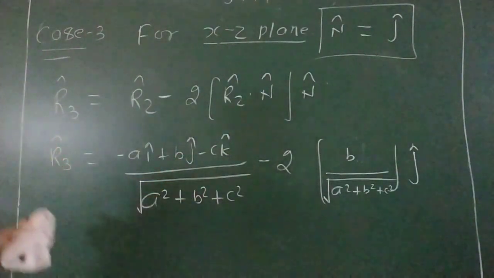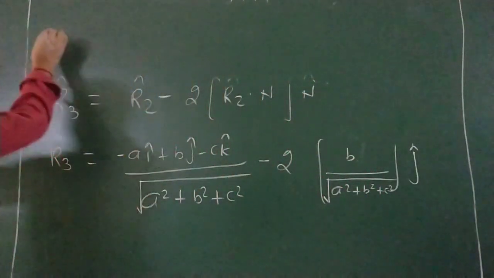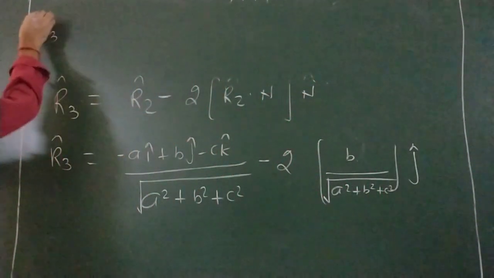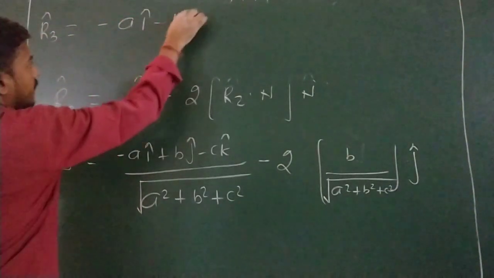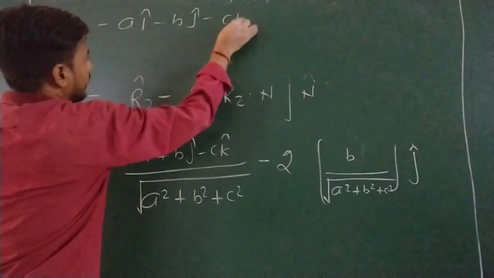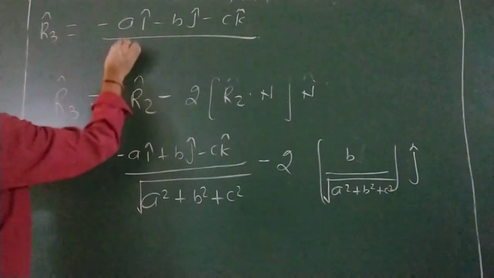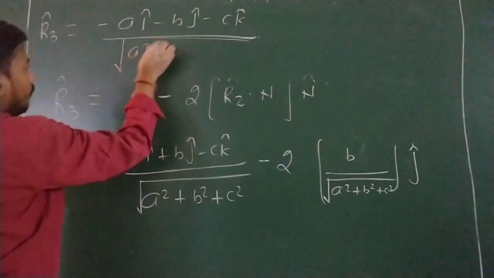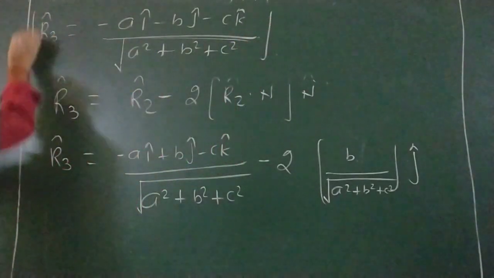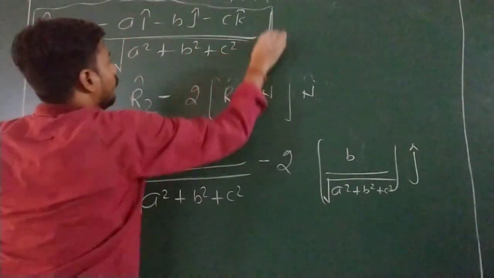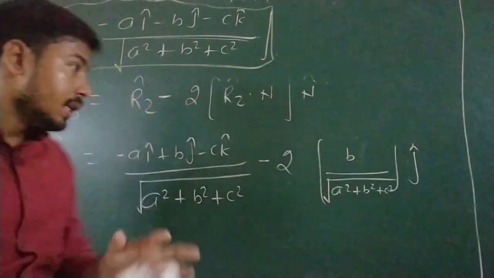So the final result will be, my dear, I am writing here: R3 cap is equal to (minus A I cap minus B J cap minus C K cap) divided under root A square plus B square plus C square. So this is the final reflected ray. My dear, this is the final reflected ray.